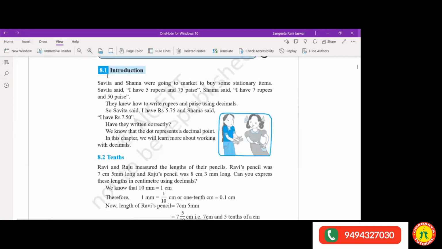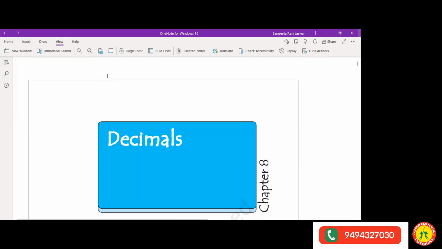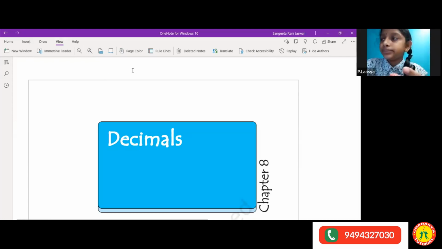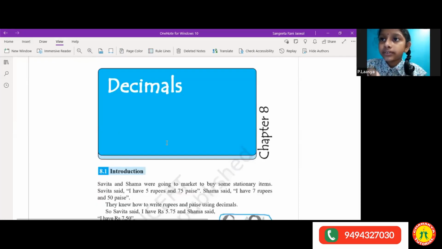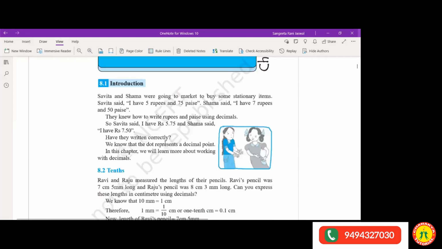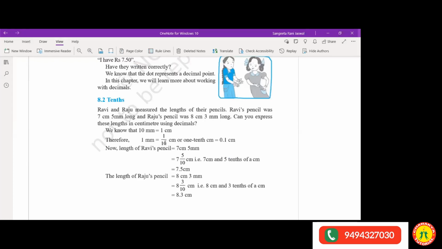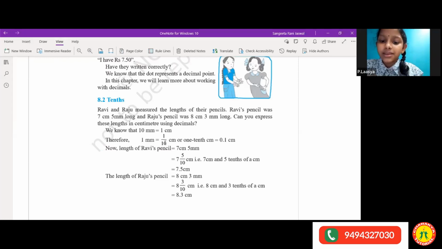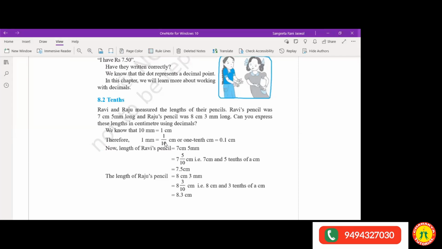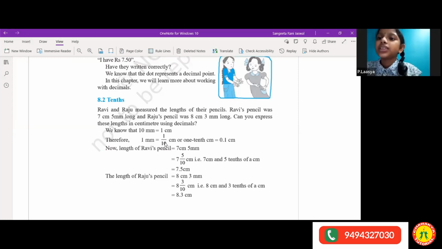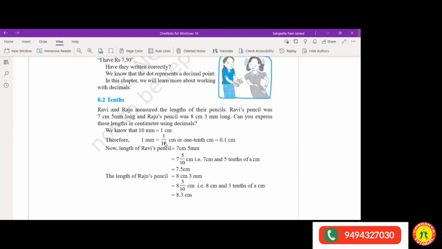Now, what are decimals? Can anyone tell? Ma'am, the point. Give me one example. Where do we generally see decimals? Generally we see them, like, when checking height.